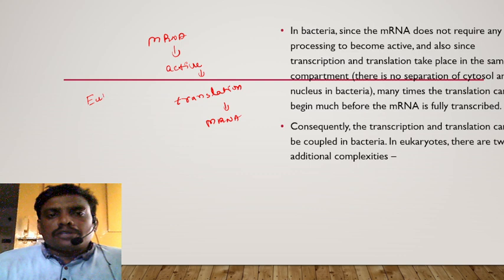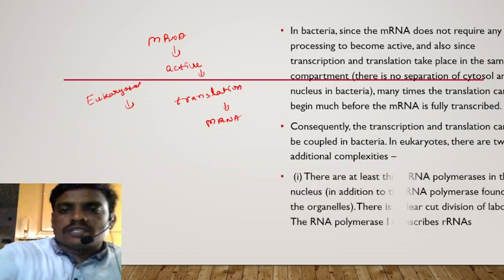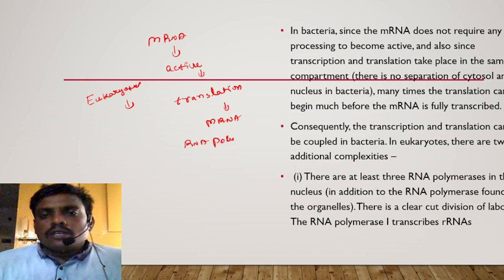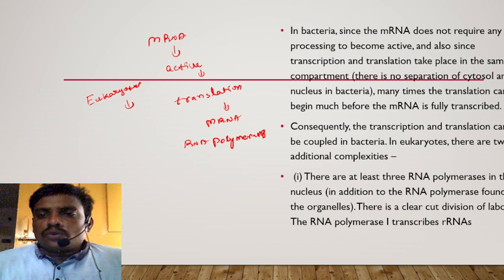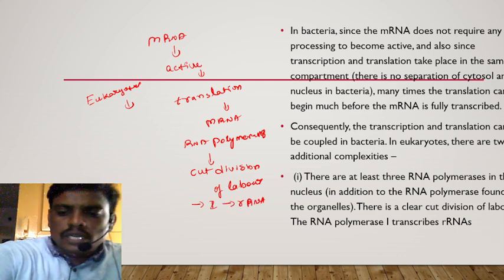Whereas in eukaryotes, there are two types of additional complexities. There are at least three RNA polymerases in the nucleus, in addition to the RNA polymerases found in the organelles. There is a clear-cut division of labor. RNA polymerase 1 transcribes rRNA, ribosomal RNA.